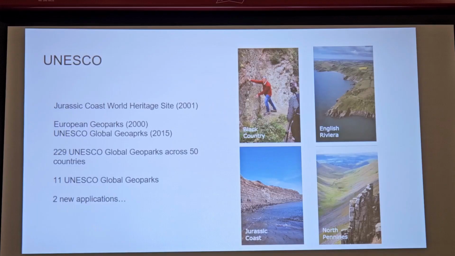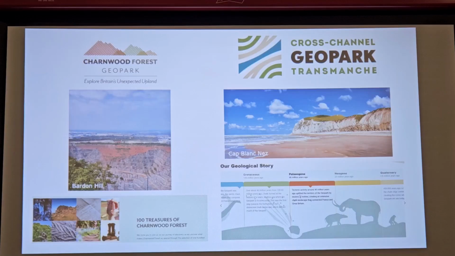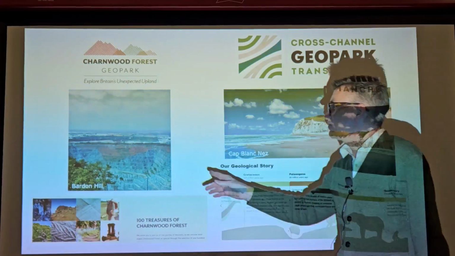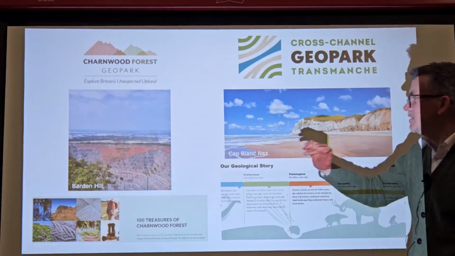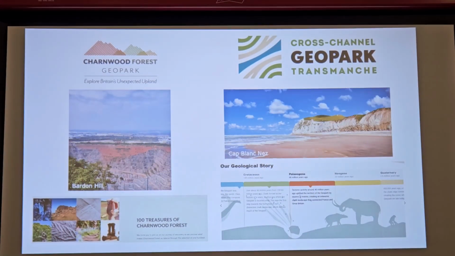We've got 2 new applications. Actually, this is more attractive than going to the Jurassic Coast. Nearby we've got Charnwood Forest Geopark, which is majoring on one thing, the Precambrian of Charnwood Forest. It's got some beautiful Triassic, a beautiful Triassic valley fill in Bardon Hill and so on. Take a look at it, they've got a wonderful website. So these are 2 active applications currently with UNESCO with the proposal to become UNESCO Global Geoparks this year.